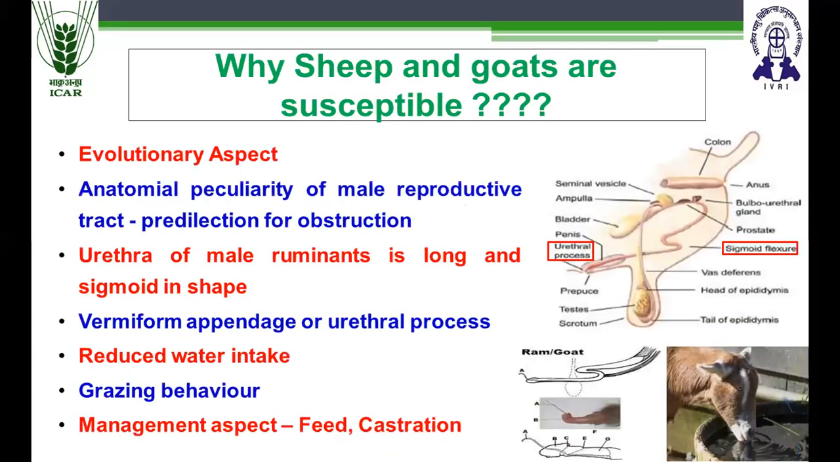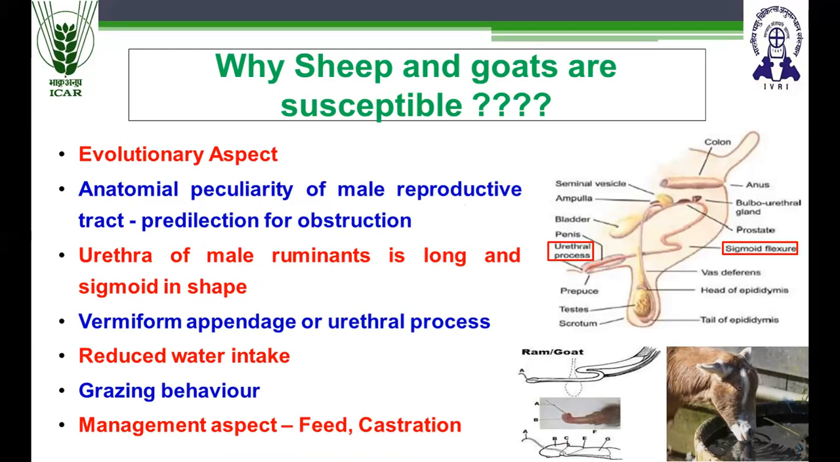Why are these sheep and goats more susceptible? Or why are ruminants more susceptible? Why is a cat or dog not susceptible? So there are two aspects in this question. First is the evolutionary aspect. Through evolution, God has created sheep and goat in such a way that they have been given certain anatomical peculiarities which predispose them to obstructive urolithiasis.